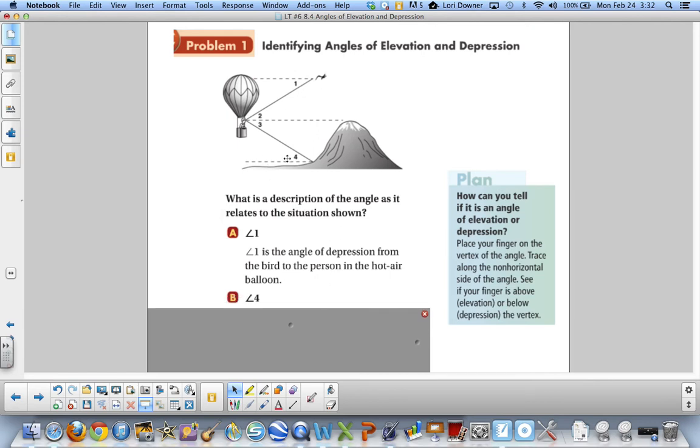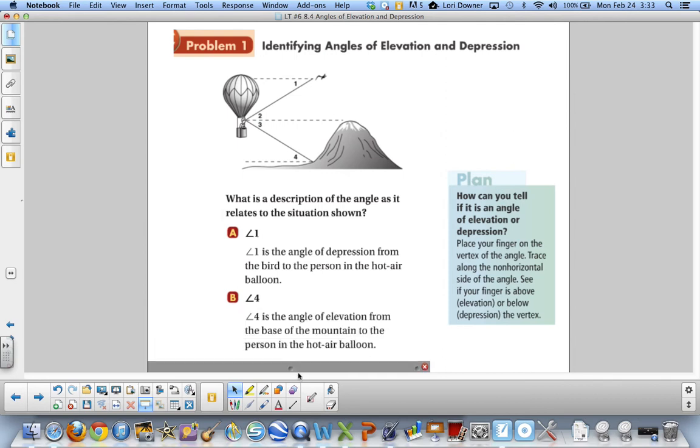Let's look at angle 4. Angle 4 is down here. It goes from a horizontal line up, so we say angle 4 is an angle of elevation from the base of the mountain to the person in the hot air balloon.